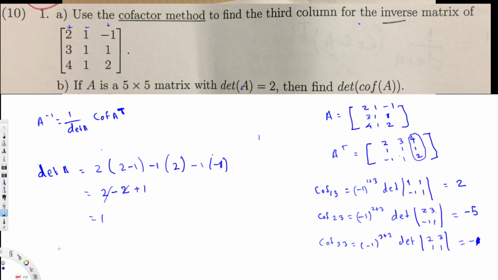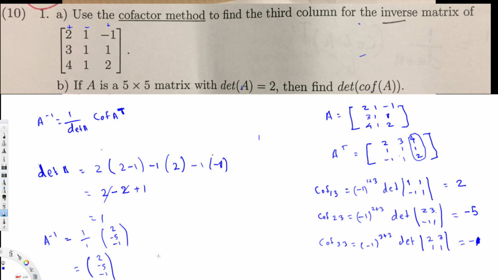So now I can apply directly in the A inverse to find the third column. So 1 over 1, since the determinant is 1, so it's going to be 1 over 1 times cofactor A transpose. We have this list: 2, minus 5, minus 1. It's going to be the same answer, so we can say A inverse is going to be 2, minus 5, minus 1. Then at the end you can state, therefore the third column for the inverse matrix is these three numbers, and that's going to be the final answer.